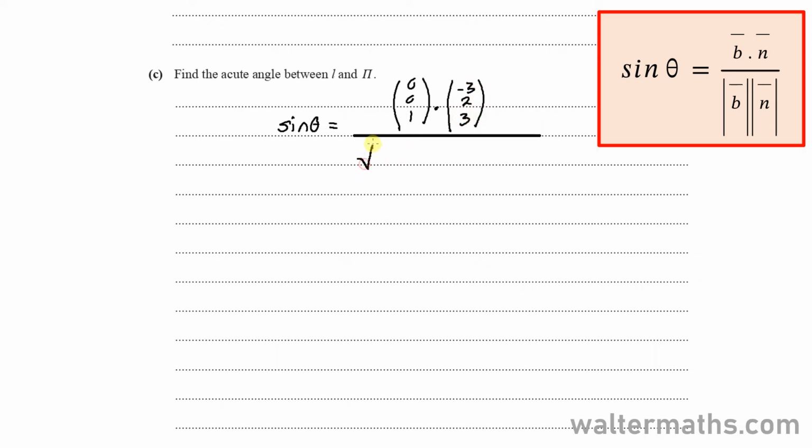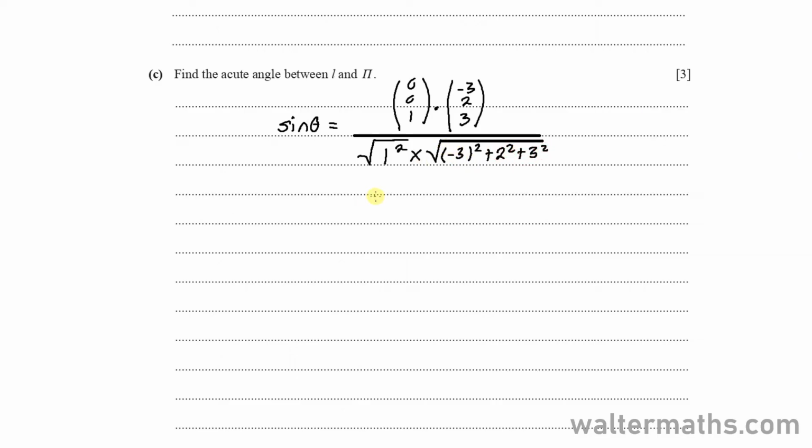And it's over the square root of 1 squared times the square root of minus 3 squared plus 2 squared plus 3 squared. So we can simplify this. For the dot product, we are going to get 3 at the top, and it's over the square root of 9 plus 4 plus 9. So that gives us root 22. So therefore, theta will come out as arcsine of 3 over root 22.